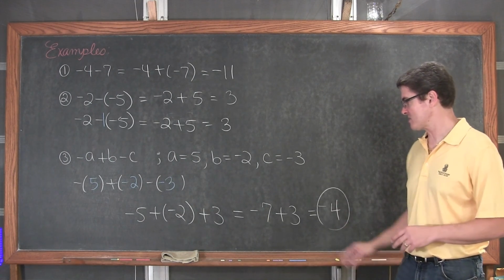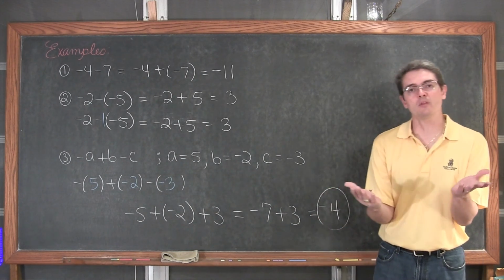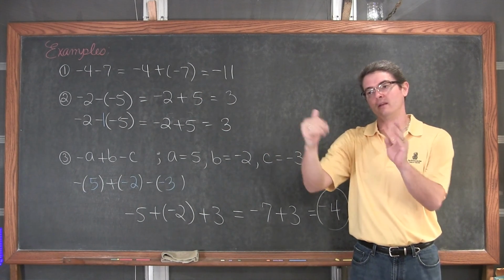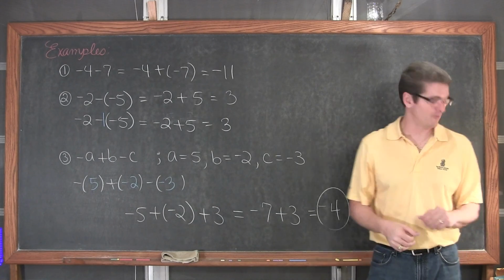And if I lost you on that last little piece there, again, go back to the number line. You're at 0, you go left 7, and then you go back 3, and you're at negative 4 because you're to the left of 0.